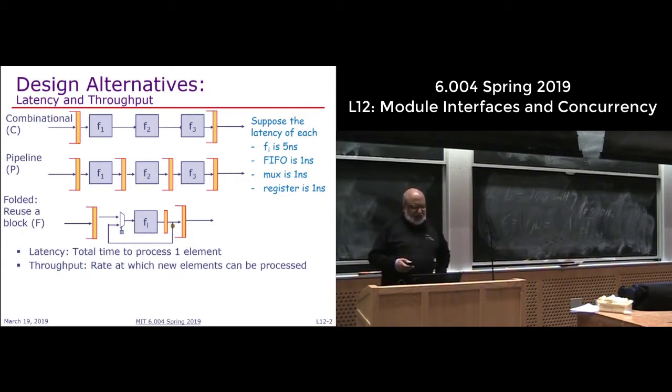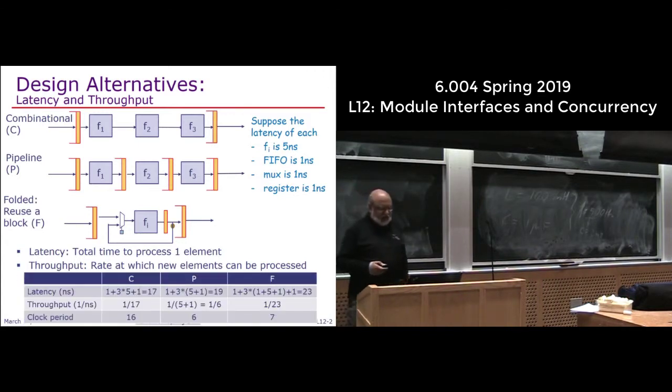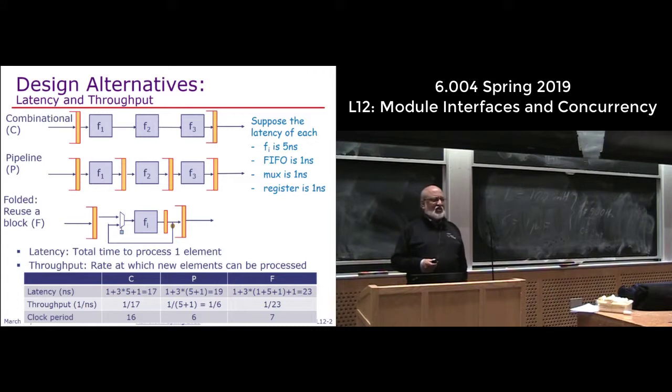Okay, so let's assume the latency of each of these combinational boxes is 5 nanoseconds. Let's assume that it takes about 1 nanosecond to NQ or DQ from a FIFO, and mux takes 1 nanosecond, and register takes 1 nanosecond. The point I'm about to make is not dependent on these specific values. This is just for illustrative purposes. All right, so now I can analyze these alternatives.